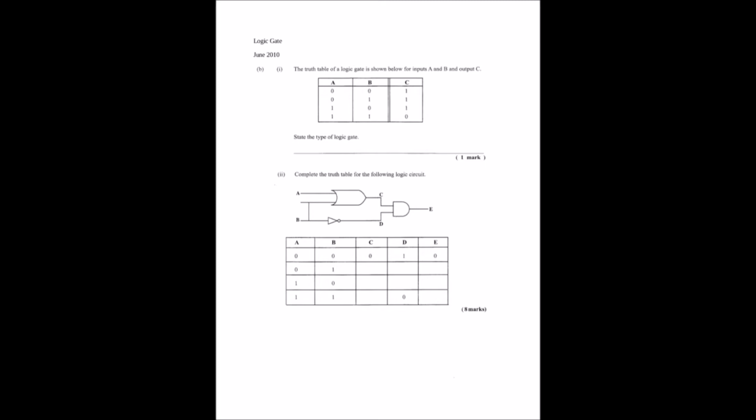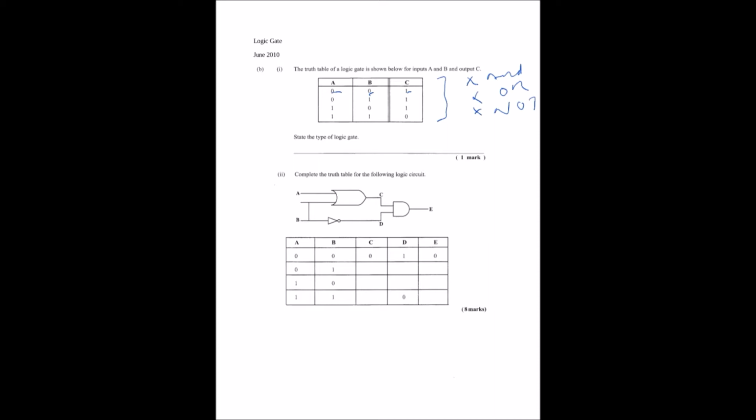Alright, let's start with this question. We're given a truth table here, and we're supposed to state the type of logic gate. So let's go through them. The first input is 0, second input is 0, and then the output is 1. So it's not an AND gate, because for an AND gate to get a 1 you need two 1s. It's not an OR gate either, because an OR gate cannot give you a 1 with two zeros. It's not a NOT gate either, because a NOT gate has only one input.